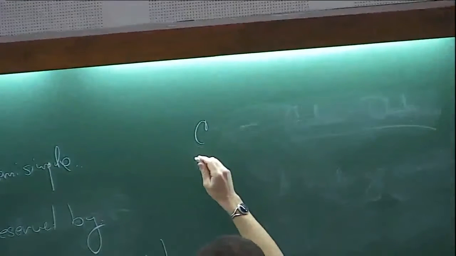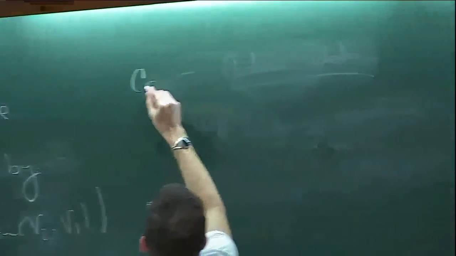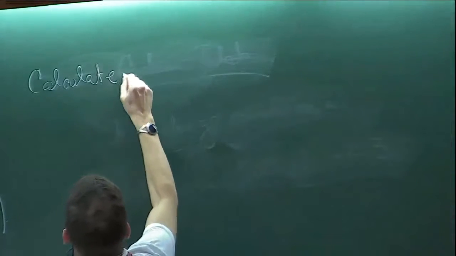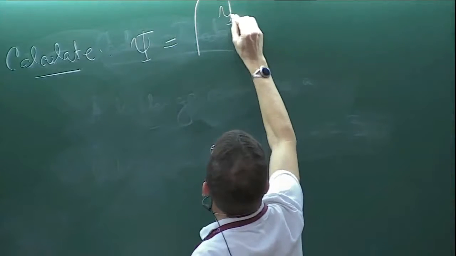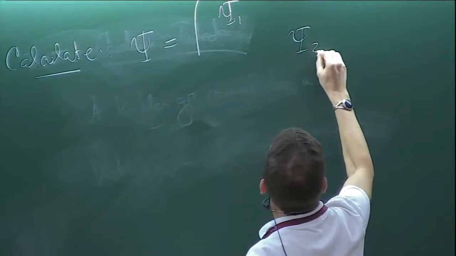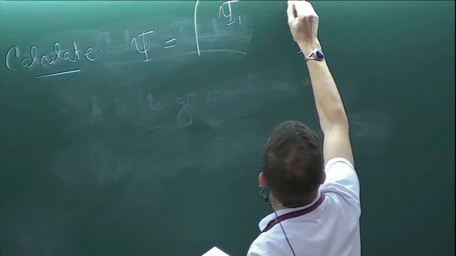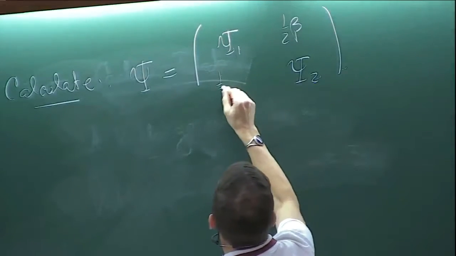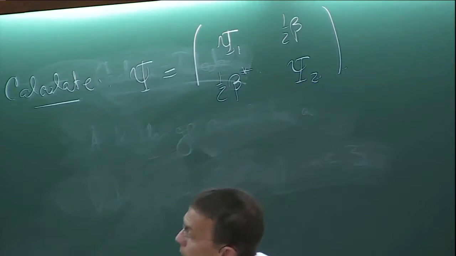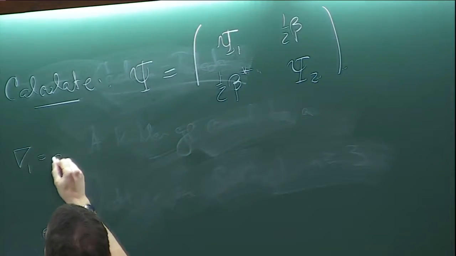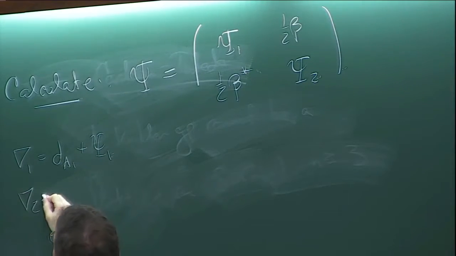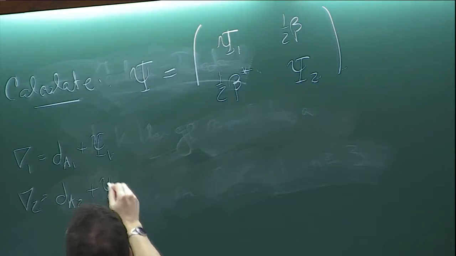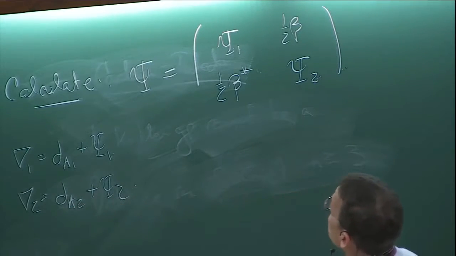You do this by a gauge transformation. So a little calculation first. I want to calculate what psi is, and what it is, where here I've written nabla 1 as d_A1, psi 1, etc., with respect to the induced metric. Okay, so this is the structure of psi.